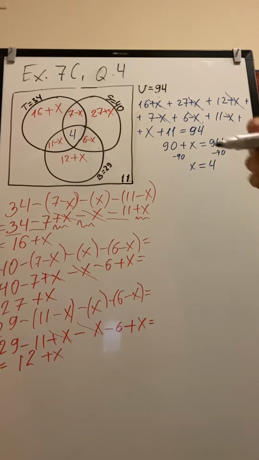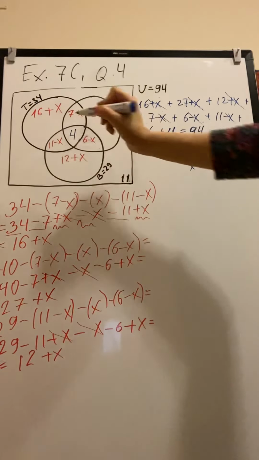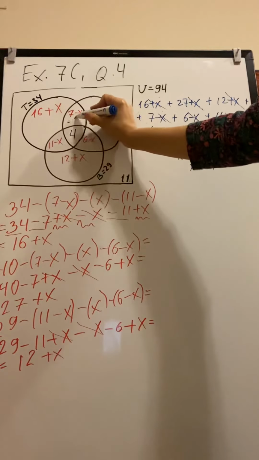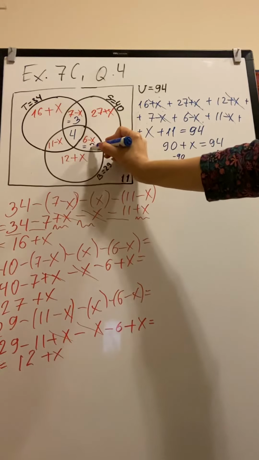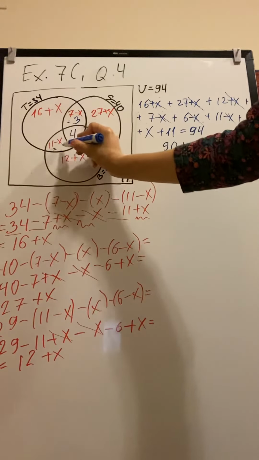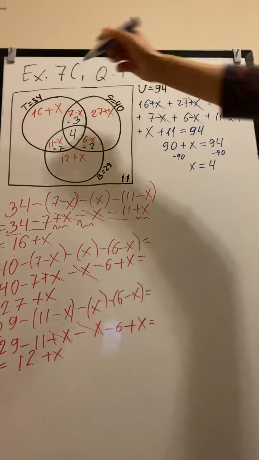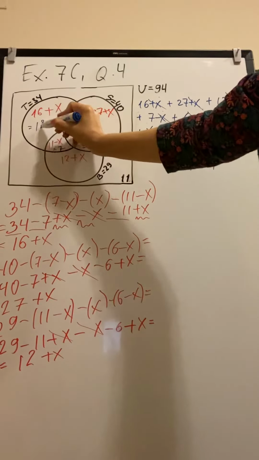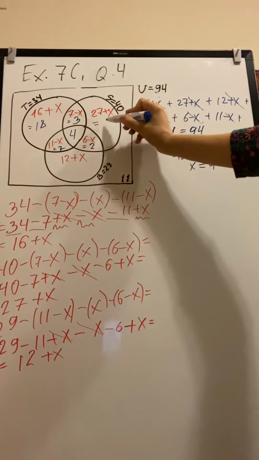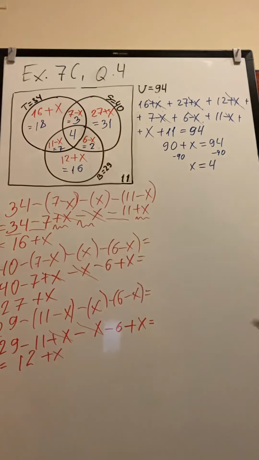Now, we're just going to substitute 4 everywhere into those x's. Okay, 7 minus x, 7 minus 4 equals 3. Okay, 6 minus x, 6 minus 4 equals 2. And finally, 11 minus 4 is 7. Okay, same here. 16 plus x means 16 plus 4, and that's 18. 27 plus 4, 31, and 12 plus 4 is 16. We now know all the numbers.